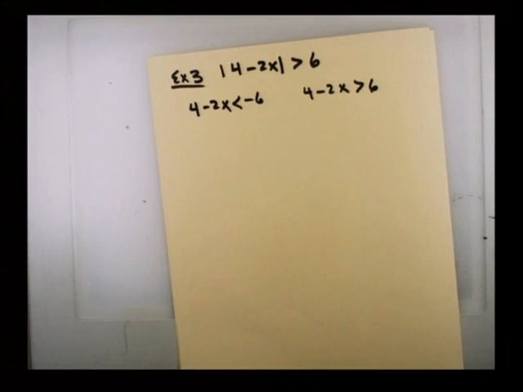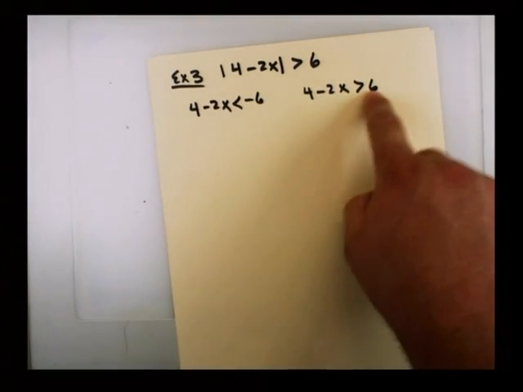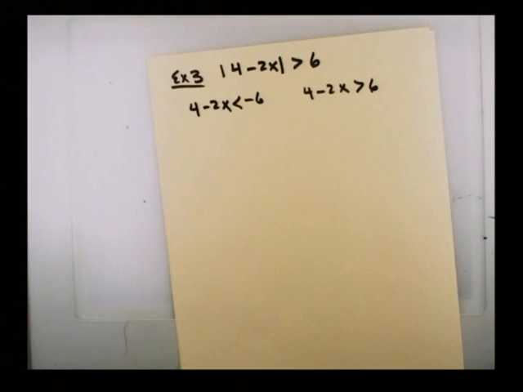Let's go to the other one. Again, look at our number. Our number is less than. That's the first part. The function has to be less than the negative of our number. Second part is our function has to be greater than our number, which makes sense. This has to be greater than that for its absolute value to be greater than that. So the second part is 4 minus 2x greater than 6.